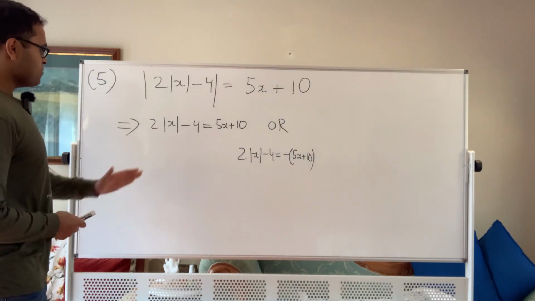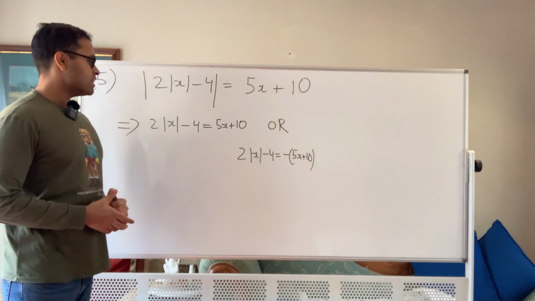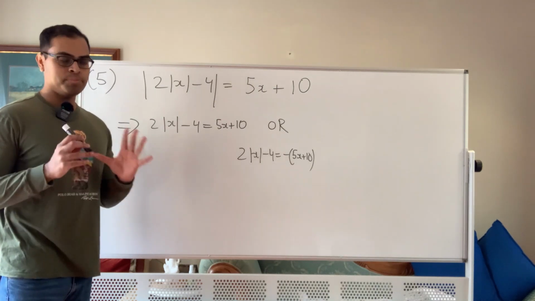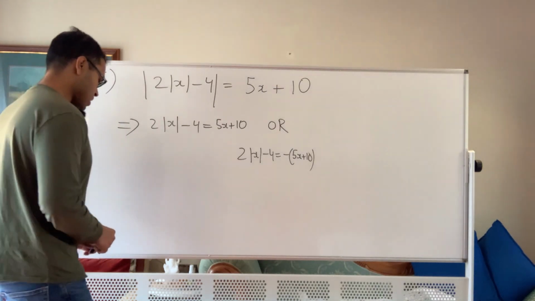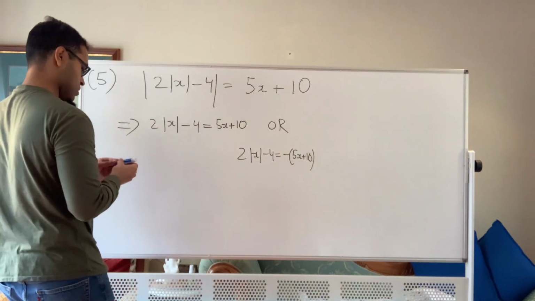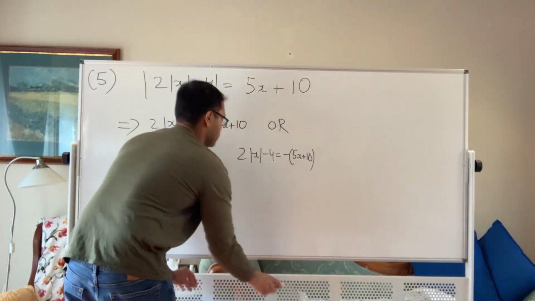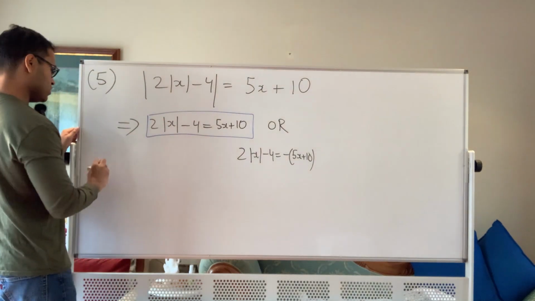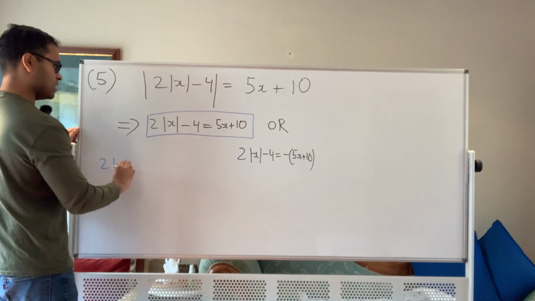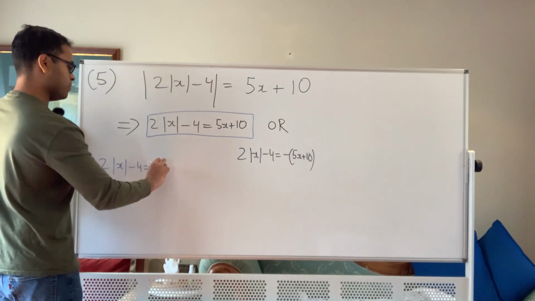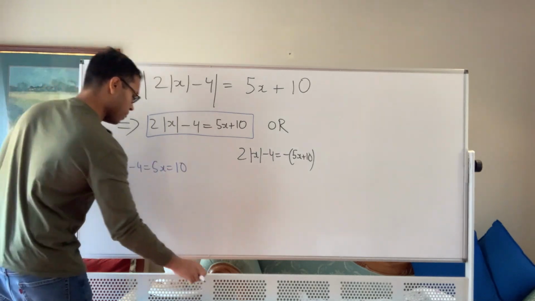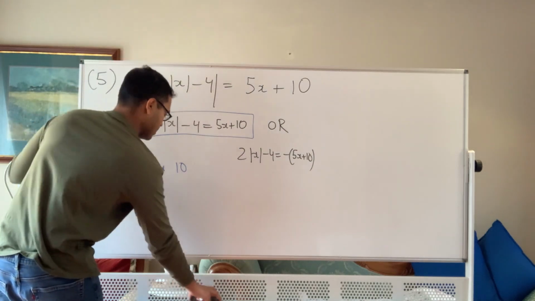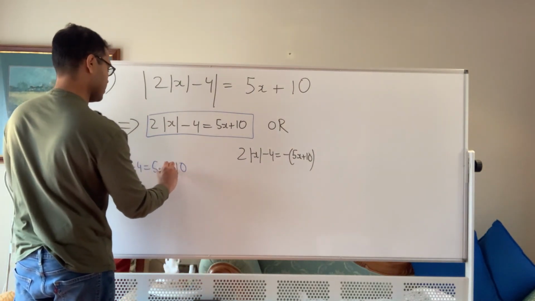Okay, so the first one, we know that absolute value x is either going to be x or minus x. So we're going to split that up. We're going to do this one by one. So I'm going to first consider this equation. Okay, so I'm going to write 2 absolute value x minus 4 equals 5x plus 10. And we have to double check our solutions here again once we get them.